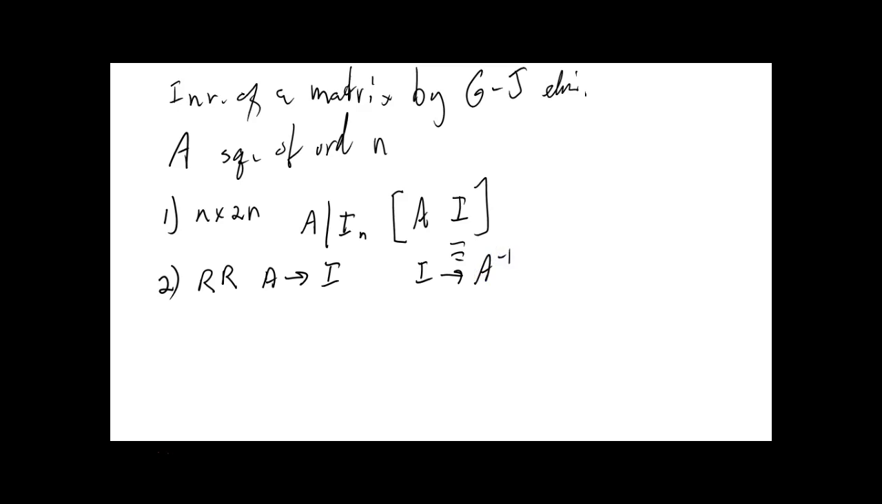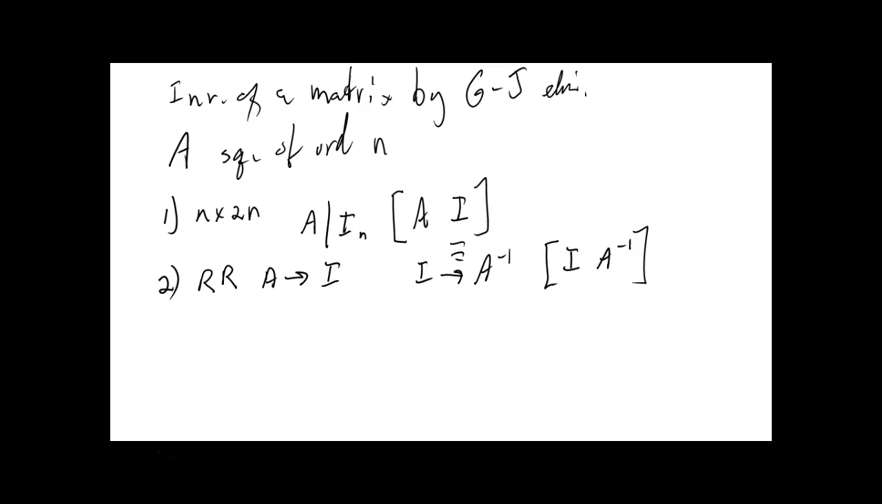I jumped ahead. Sorry about that. No, they did it here. Result will be the matrix I A inverse. So this will be the new matrix. A became I, and I became A inverse. If that's not possible, then A is non-invertible, or another word for it is singular.